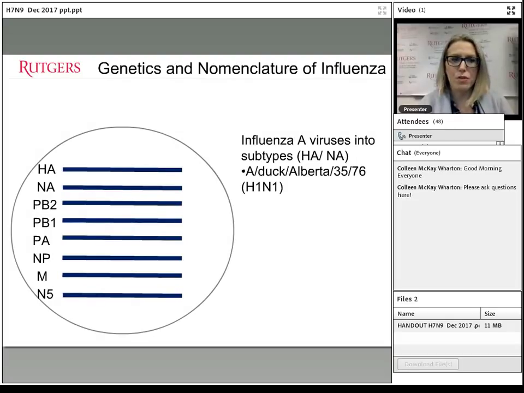So here are all of the different genes in the influenza virus. The main ones that we're going to talk about today are the hemagglutinin and neuraminidase, which are shown at the top, and then also PB2. I'm not going to speak about it too much, but it is important in that there are a lot of mutations in this gene that are conferring the virus the ability to replicate in mammals.